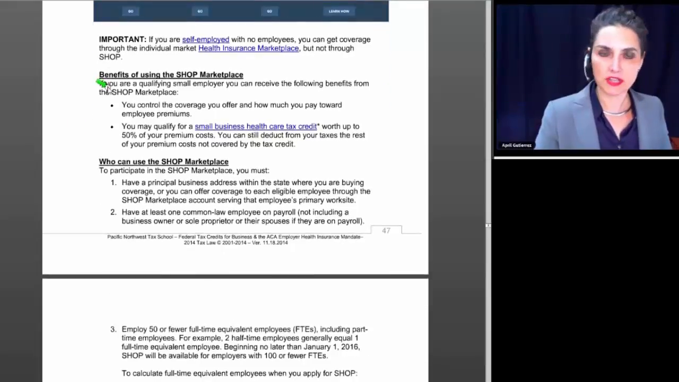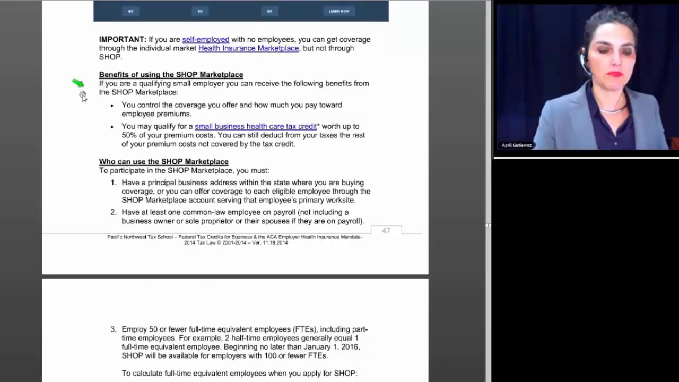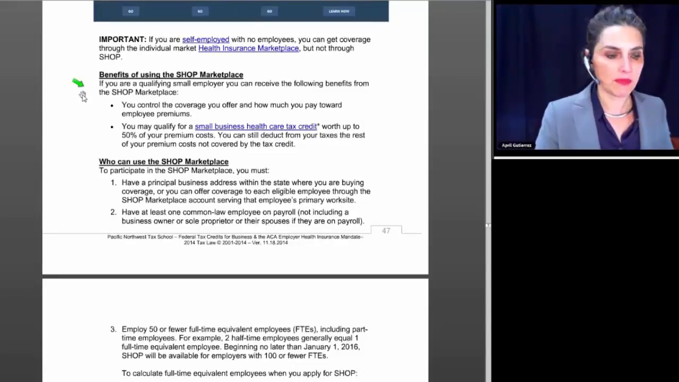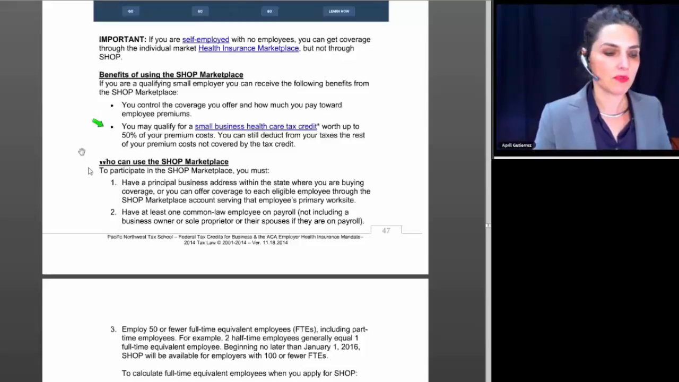Benefits of using the SHOP marketplace. If you are a qualified small employer, you can receive the following benefits from the SHOP marketplace. You control the coverage you offer and how much you pay towards employee premiums. You may qualify for the Small Business Healthcare Tax Credit, which is worth up to 50% of the premium costs. You can still deduct from your taxes the rest of the premiums that you paid that are not eligible for the credit.